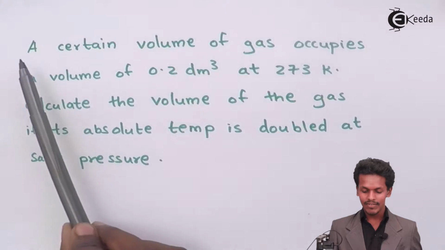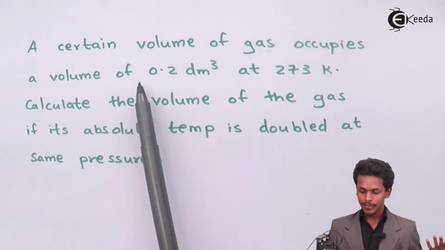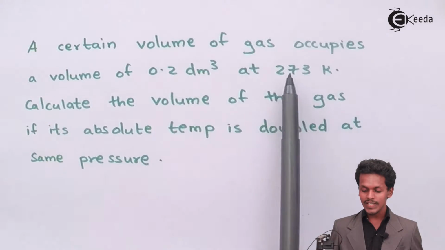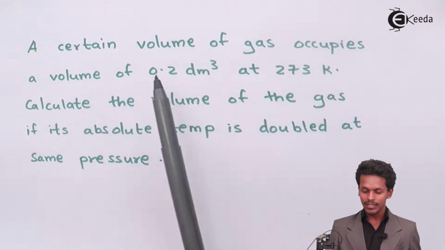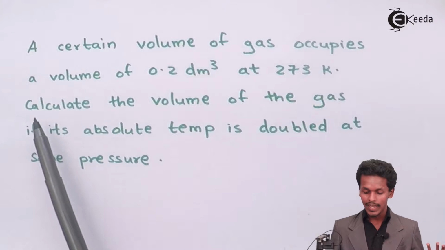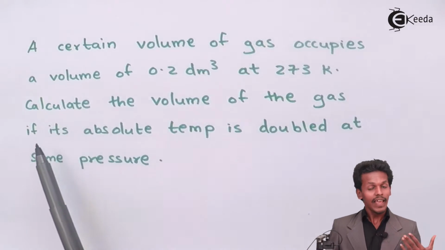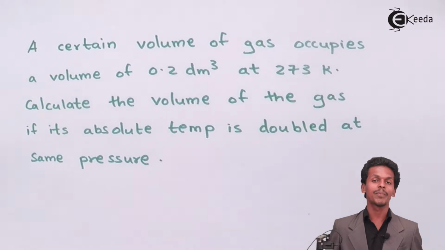They have said that a certain volume of a gas occupies a volume of 0.2 dm cube at 273 Kelvin. So in this case, the temperature and the volume are mentioned for that particular gas. Next, we have to calculate the volume of the gas if its absolute temperature is doubled at the same pressure.